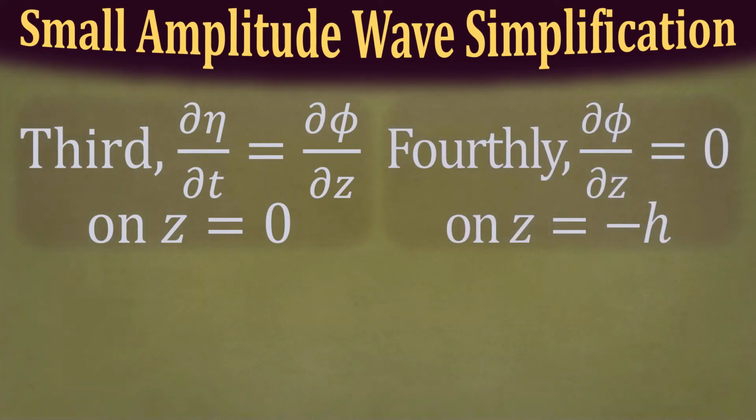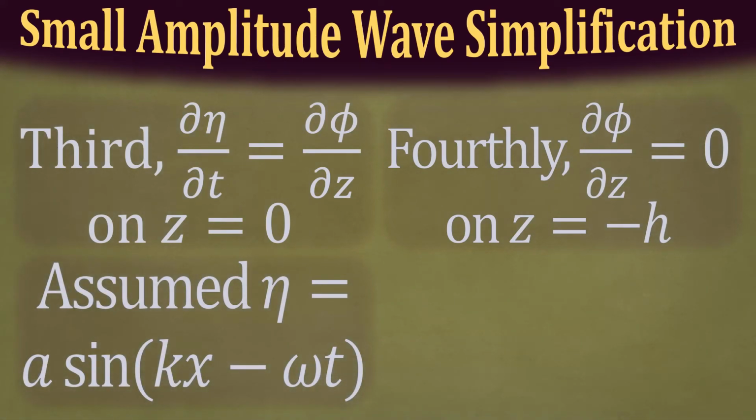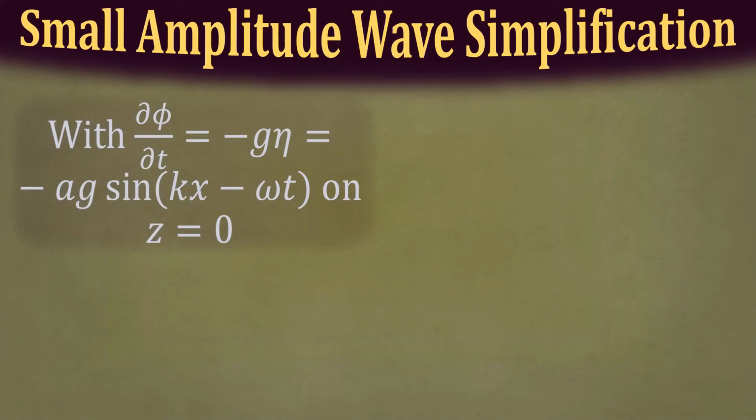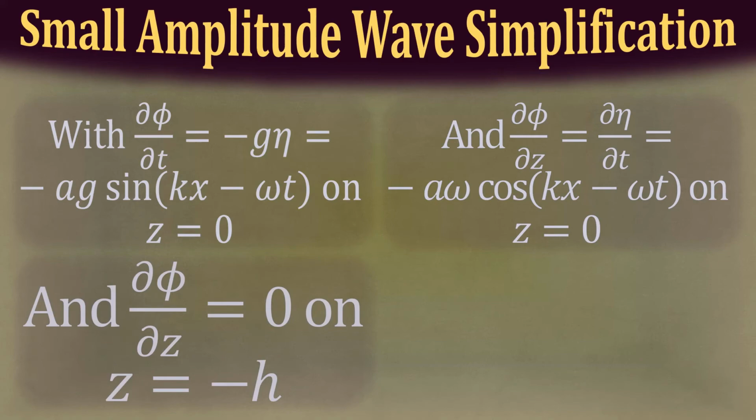We have already assumed that eta is equal to a sine(kx minus omega t). Then our problem for phi is phi sub xx plus phi sub zz is equal to 0 with minus h less than z less than 0, with the partial derivative of phi with respect to t equaling minus g eta, which equals minus ag sine(kx minus omega t) on z is equal to 0, and the partial derivative of phi with respect to z equaling the partial derivative of eta with respect to t, which is equal to minus a omega cos(kx minus omega t) on z is equal to 0, and the partial derivative of phi with respect to z equaling 0 on z is equal to minus h.